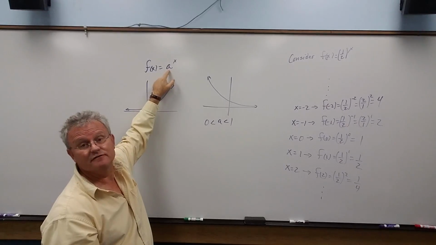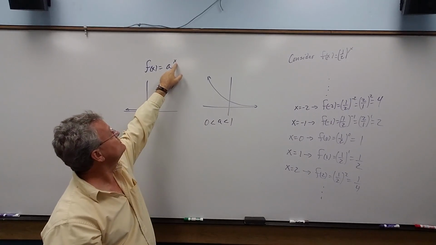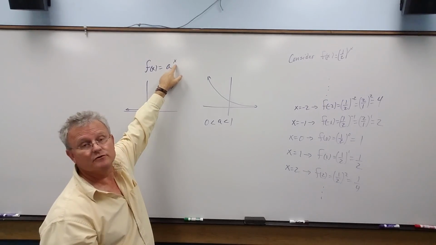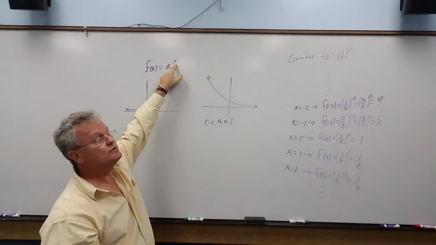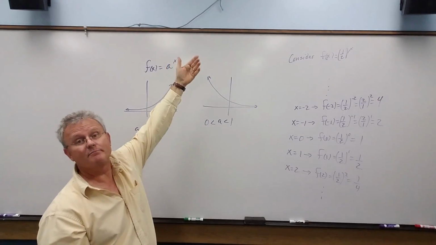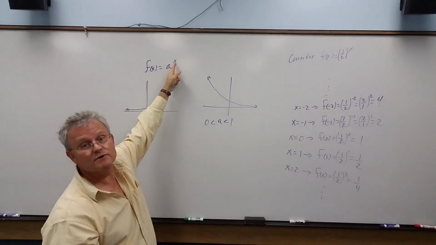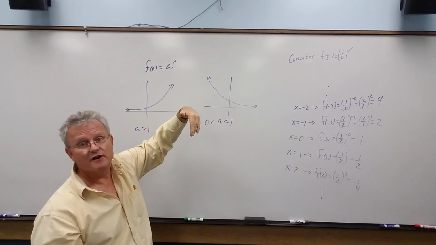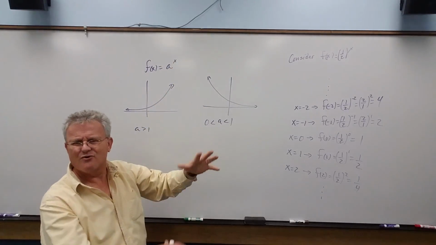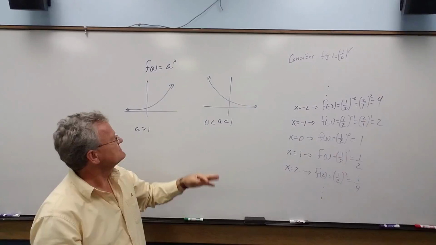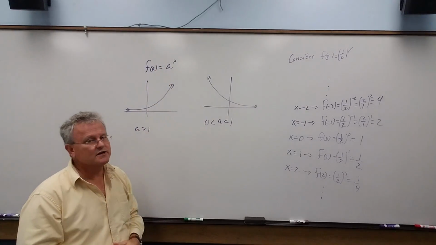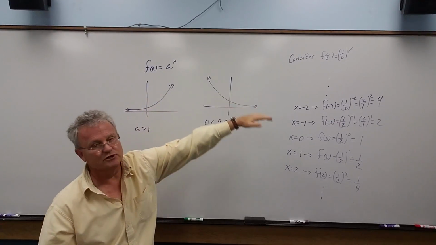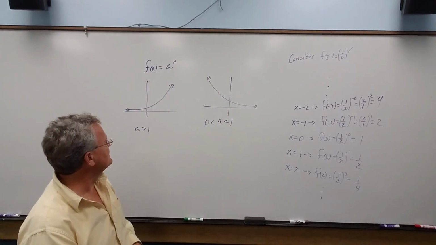Let's say a is negative 2. Well, if x is 1, you get negative 2 to the 1, which is negative 2. If x is 2, negative 2 squared, now we get a positive number. If x is 3, negative 2 cubed, we get a negative number. When x is 4, it's positive. You don't get a nice continuous function. It's all over. We also don't want to consider a equals 1 because 1 to any power is 1, and that's just a horizontal line, y equals 1.